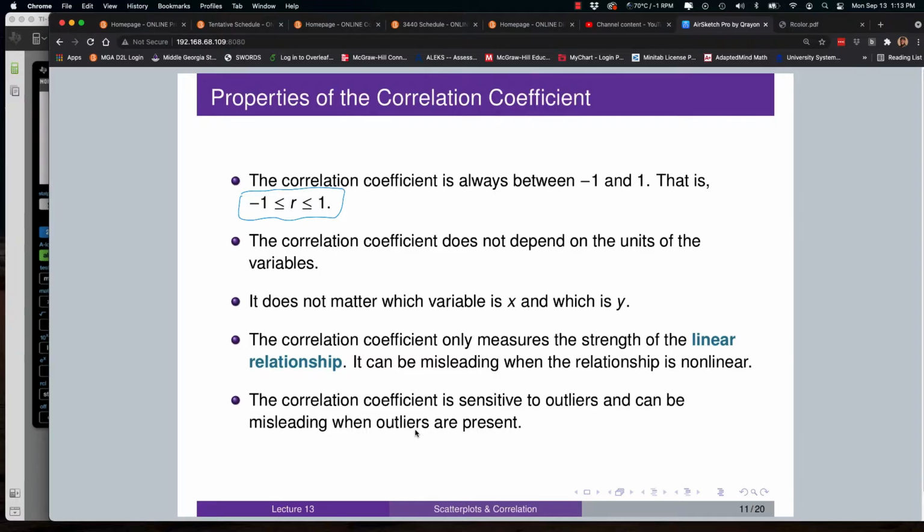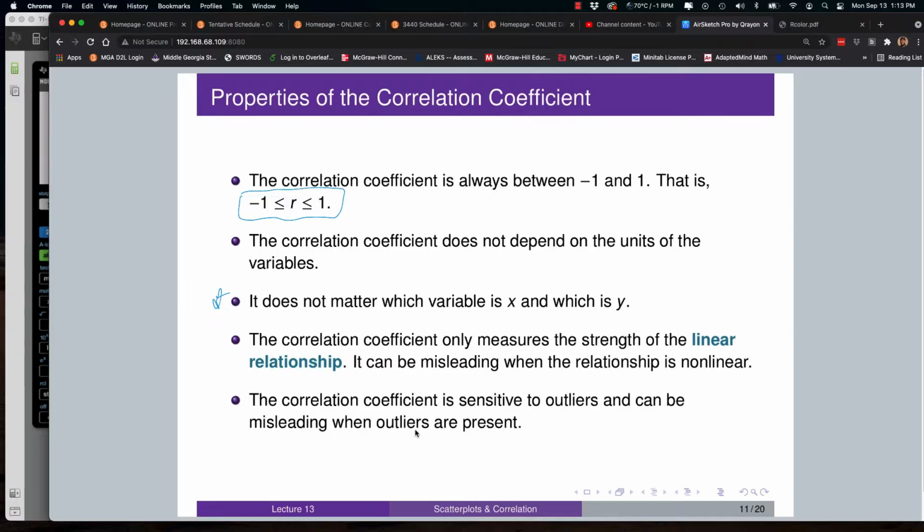All right. The correlation coefficient does not depend on the units of the variables. So in other words, the correlation coefficient is just a measure of strength. It doesn't have a unit. So it doesn't matter if we have two different variables with different units on them, like price and square footage, as in the house example. The correlation coefficient has no units associated with it, so we don't have to worry about that. It doesn't matter which variable you choose as x and which one you choose as y when you're doing this calculation, because it's going to come out the same either way.